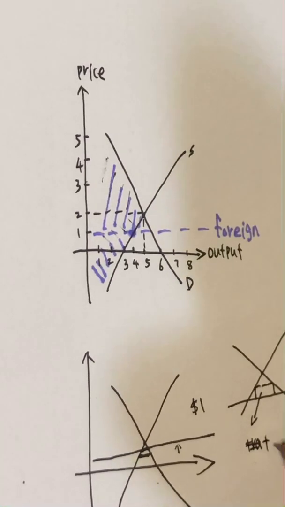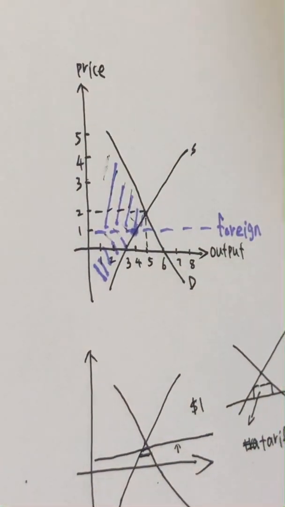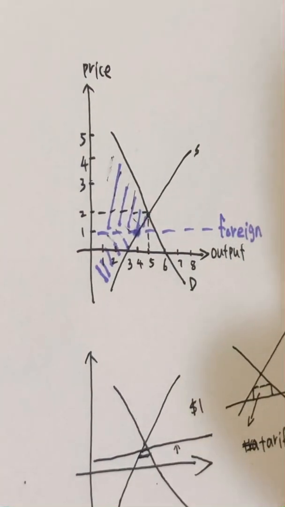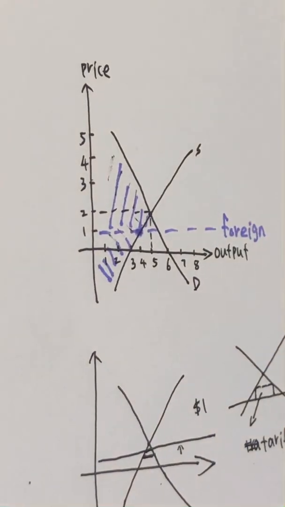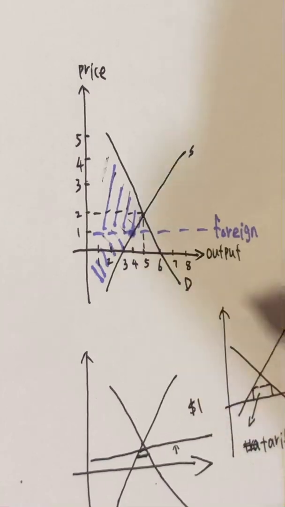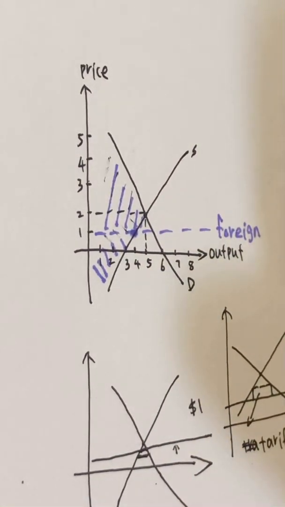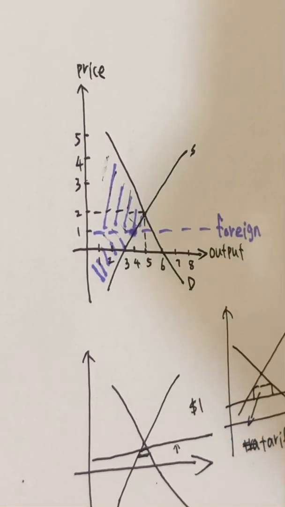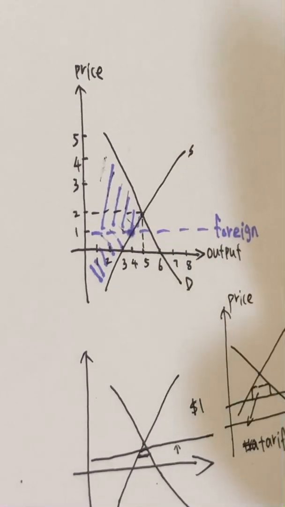So tariffs will go to the government as revenue. And then what happened to the consumer surplus and also the producer surplus? So let's say this is the price, this is the output.